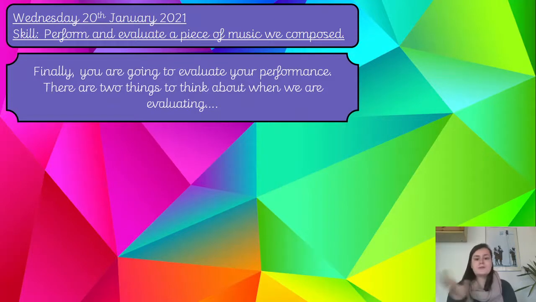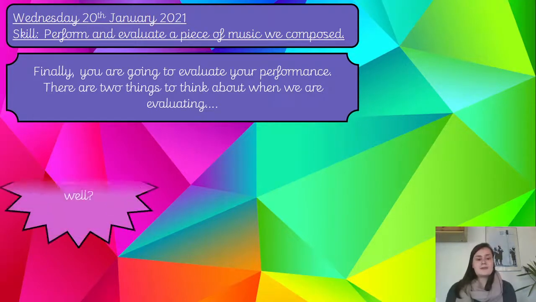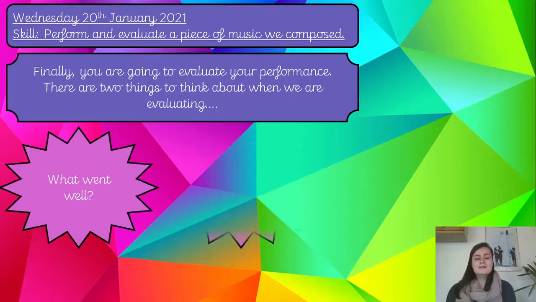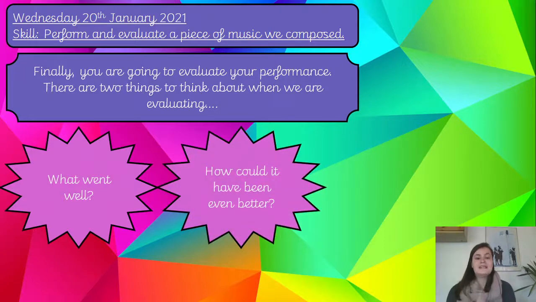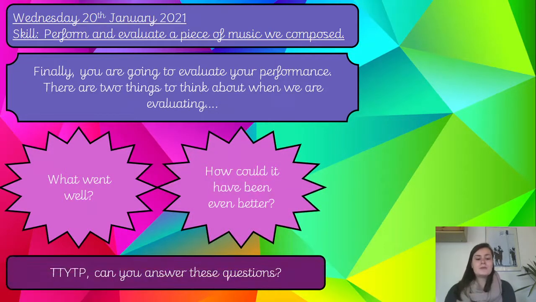Okay, so once you have done your performance, whether you filmed it or not doesn't matter, but once you've thought about your performance and had a go at doing it, we are going to evaluate our own performances. So there are two things that we need to think about when we are evaluating. What went well, and how could it have been even better? So once you've had a go at your performance, I'd like you to talk to your talk partner or talk to whoever's in the house with you, or have a think on your own. Can you answer these two questions? What do you think went really well in your performance, and what could you have done to make it a bit better?